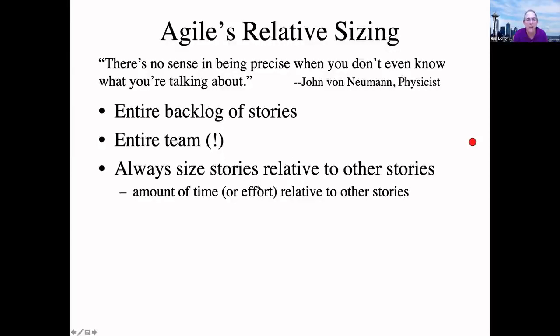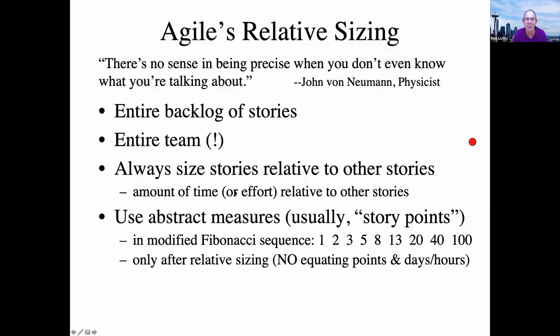So we're always sizing stories relative to other stories, and we use abstract measures. Usually we use story points, and we use Fibonacci numbers, and we usually use the modified Fibonacci set when we're sizing: 1, 2, 3, 5, 8, 13, 20, and 40. So with the Fibonacci numbers, each number is the sum of the previous 2. So 1 plus 2 is 3, 2 plus 3 is 5, 3 plus 5 is 8. 5 plus 8 is 13.